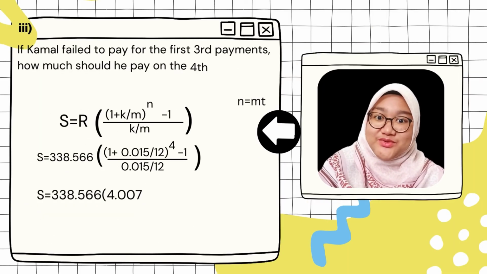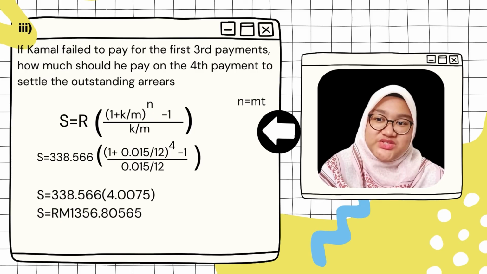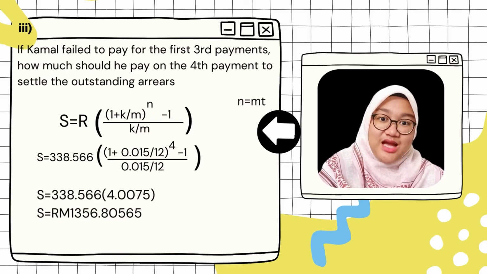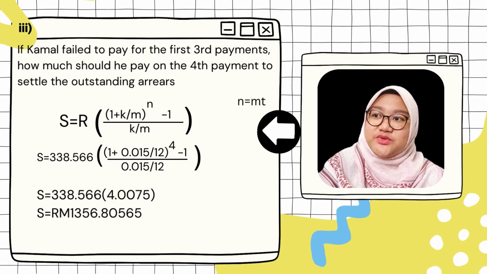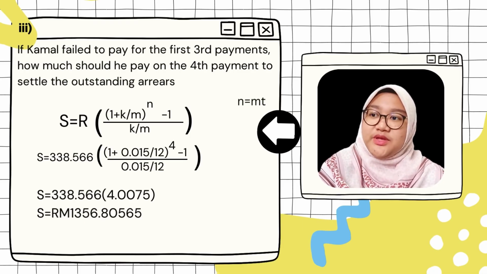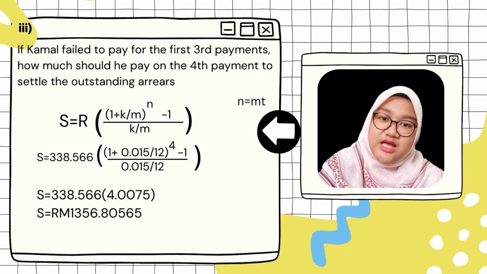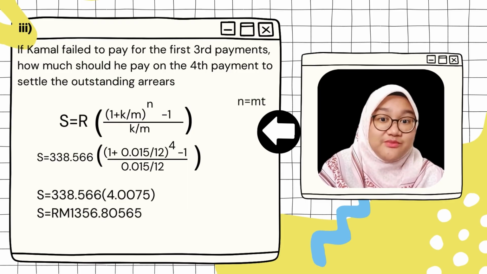Now let's read the third question. If Kamal failed to pay the first three payments, how much shall he pay on the fourth payment to settle the outstanding arrears? For your information, N is equal to MT. So for this question, we will use N instead of MT because it already states the number of payments, so it is easier to use N. Also, we will use the future value formula. R is 338 ringgit and 5666 cents, the answer that we got in question number 1.